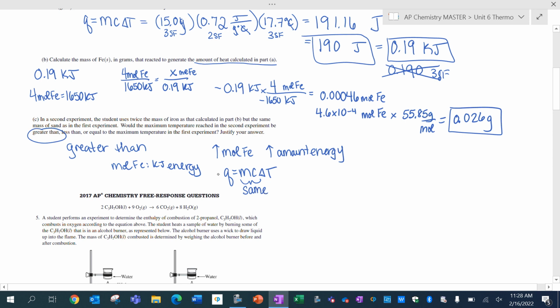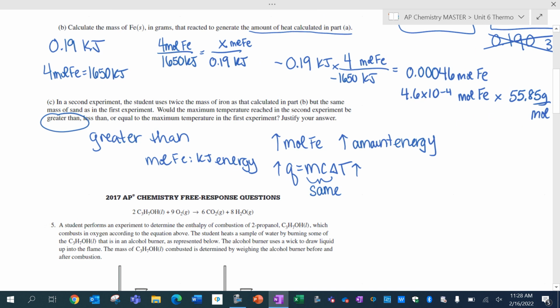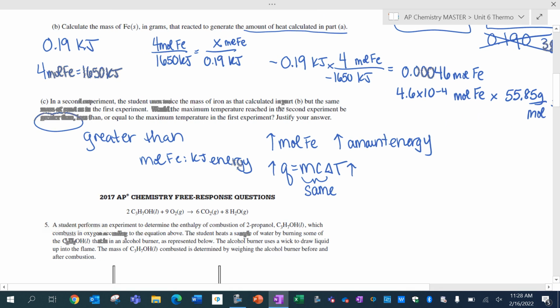So when you have more energy being applied, you're going to see a greater change in temperature. I know I wrote symbols instead of writing that in words. But that's how I would explain that type of problem.